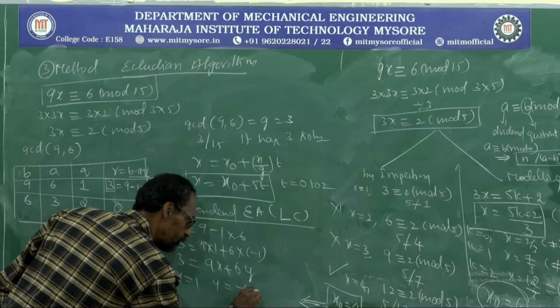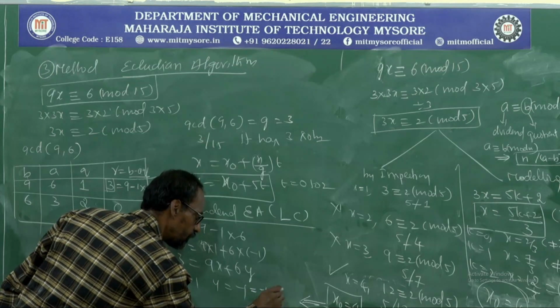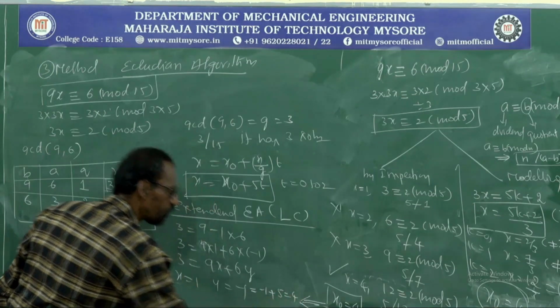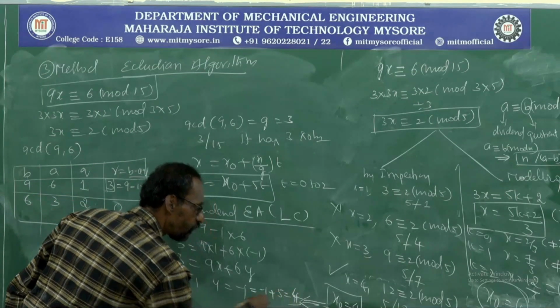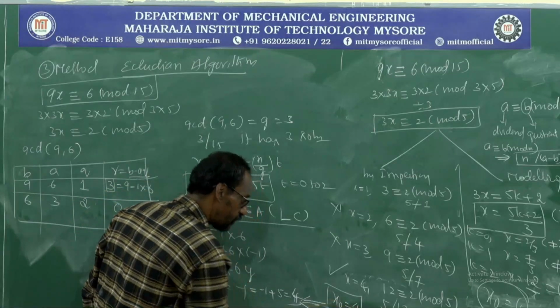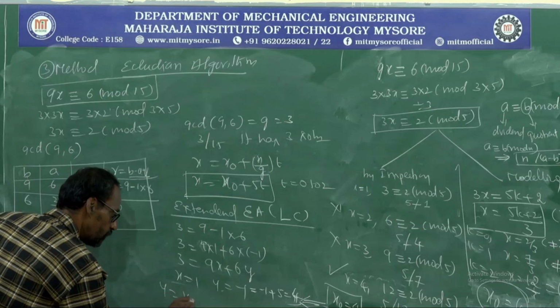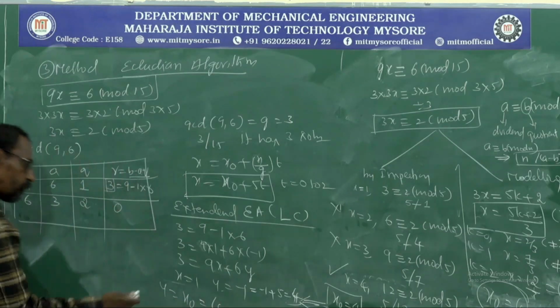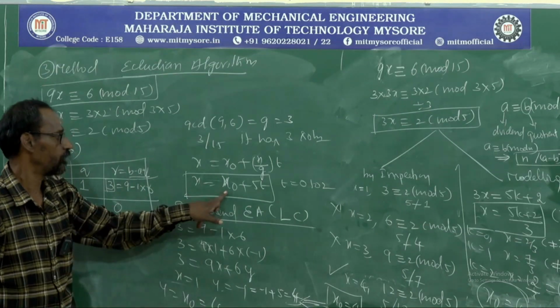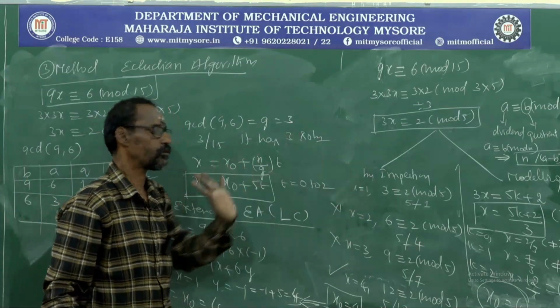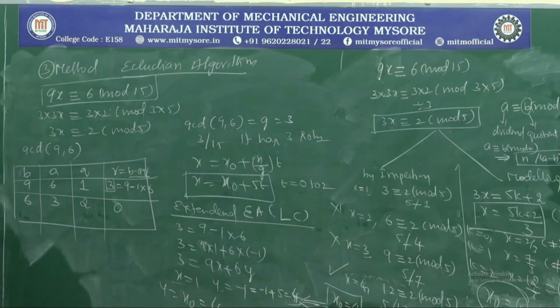But I know that no value of x and y should be negative. So immediately I can convert this as minus 1 plus 5, that is equal to 4. See, I got it now. What is your previous value? x naught equal to 4. Now substitute 4 here and run the t value from 0 to 2. I am going to get all the 3 values.